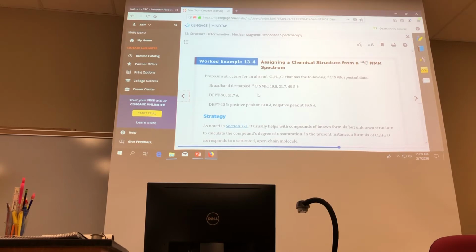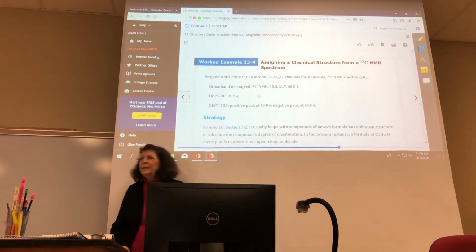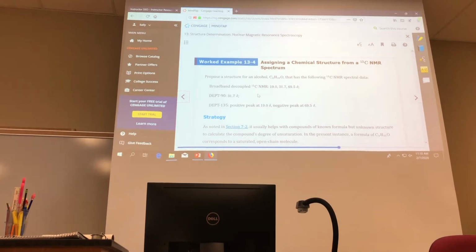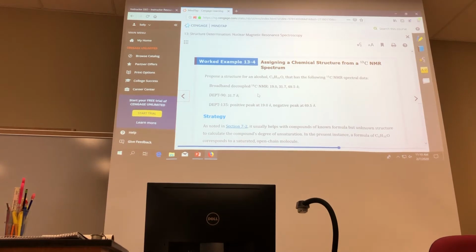Okay, then we have a broadband decoupled, and we've got 3 carbon environments. And our DEPT 90, what is the DEPT 90 telling us? CH, so we have 1 CH, and then this is not given here. This one should be in here, and they didn't put it in there, but they should have, because it's a DEPT 90, it should be in the DEPT 135 as well. I guess they were just saying, well, this is where we're gonna find that or something, I'm not sure. I think it was probably a misprint, but anyway.